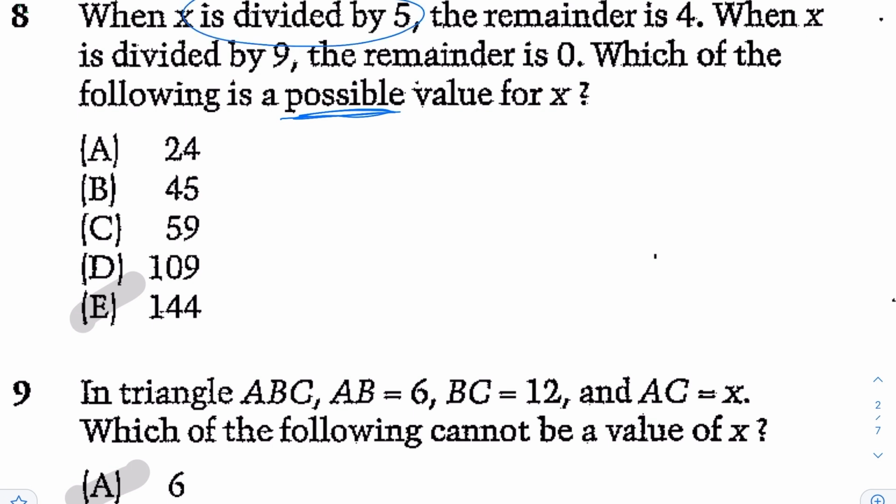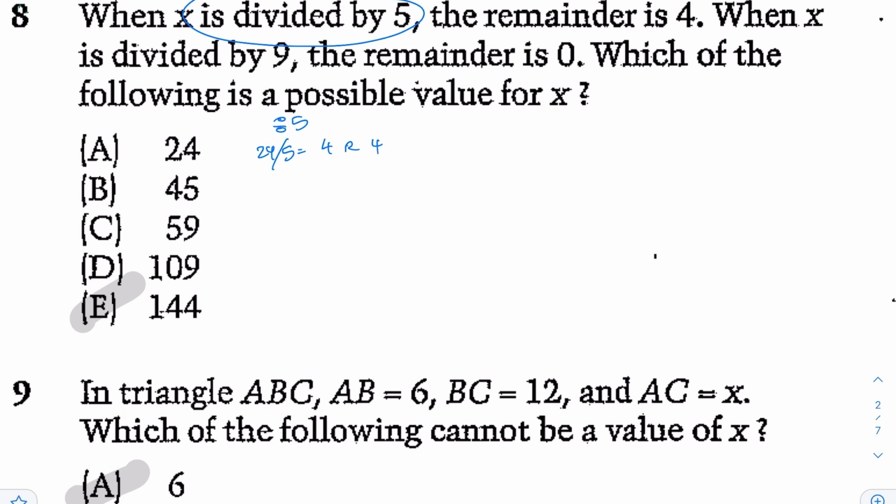If you divide it by 5, you have a remainder of 4. So that's going to be the first thing that you want to do. Divide by 5. When you do 24 divided by 5, you'll have 4, remainder 4. So that could be it.